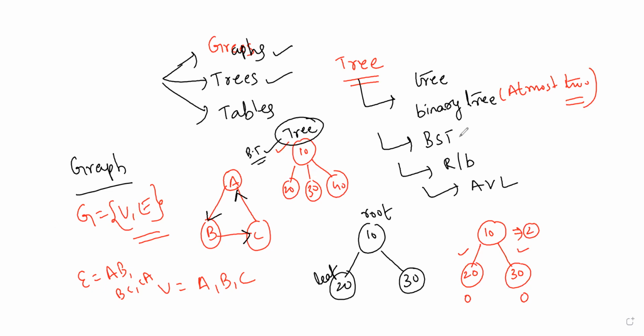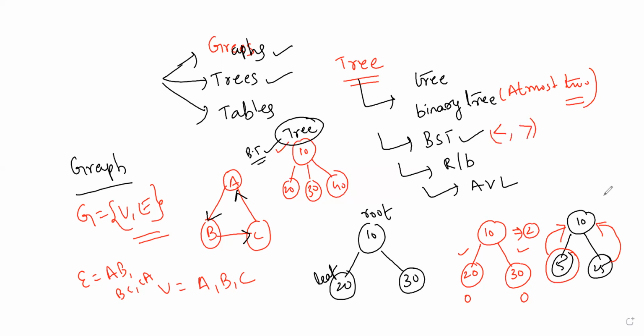Next one, what we have, binary search tree. For binary search tree you can take one more example: 10, 5, 25. The left side value must be less than root. Now on the left side we have 5. Yes, 5 is less than 10, true. 25 is greater than 10, true. So remember, left side must be less than root, right side must be greater than root. So this is called a BST.